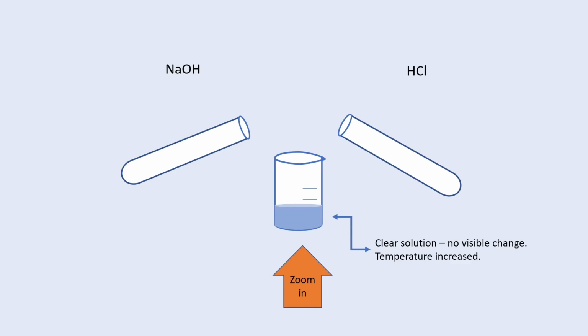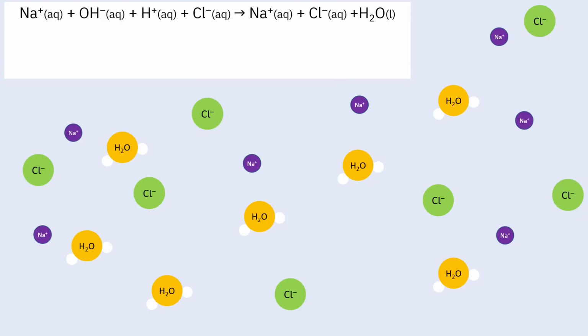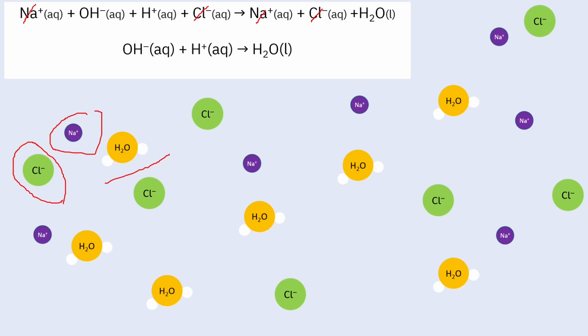All right. If we zoom in on that mixture, we can see we still have sodium ions and we still have chloride ions. But now we no longer have hydronium ions or hydroxide ions, we have water molecules. So our net ionic reaction, once we get rid of these spectator ions, looks like this. So we have hydroxide ions plus hydrogen ions going to form water.